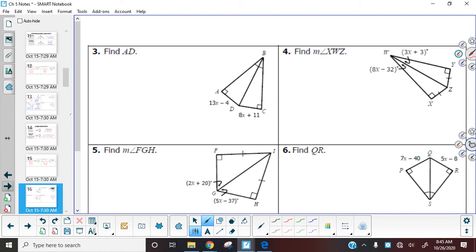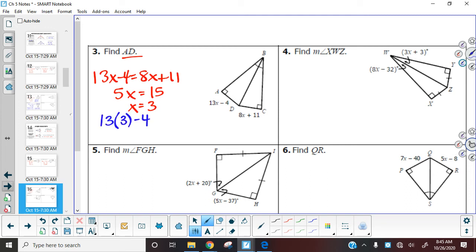All right. If we look at the next set of examples, if we look at the first one here, again, we have those triangles are congruent, so AD and DC are the same. So we set them equal, subtract, add the 4, so we get x equals 5, or 3. The only thing is we're looking for AD. And so when we look for AD, we now need to go ahead and plug it in. So 13 times 3 minus 4 will give us 35 for our value of AD.